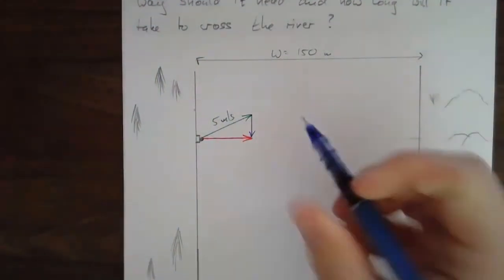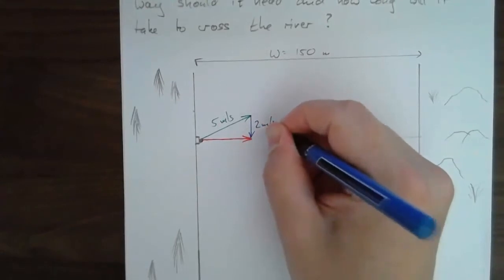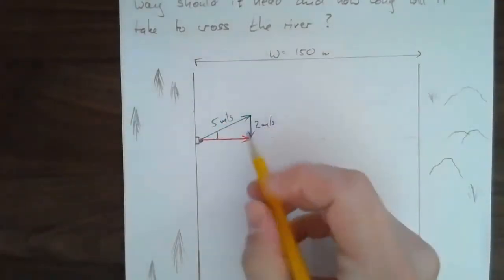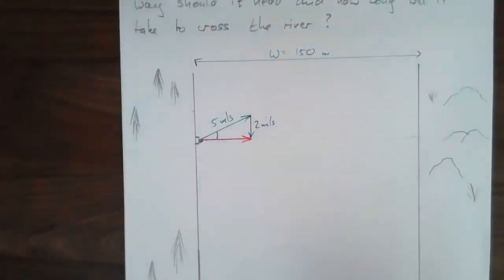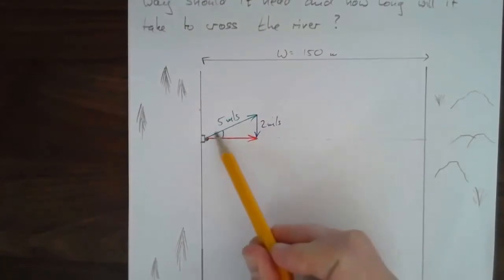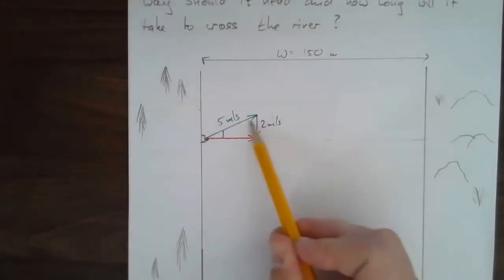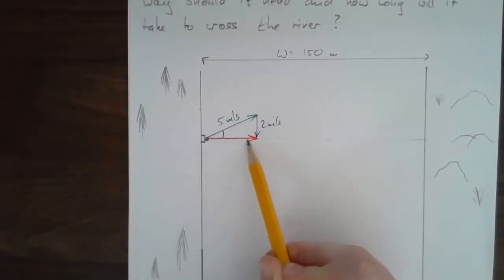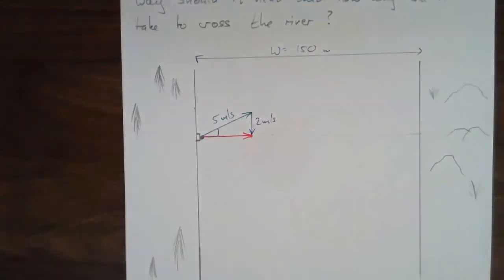And this is what the river does. But because I very smartly picked the right angle here, it's not the right angle, but the correct angle here, that means the two conspire to create an overall motion that takes me across.